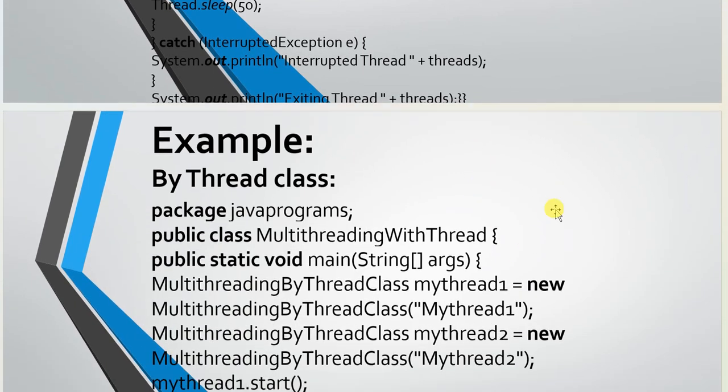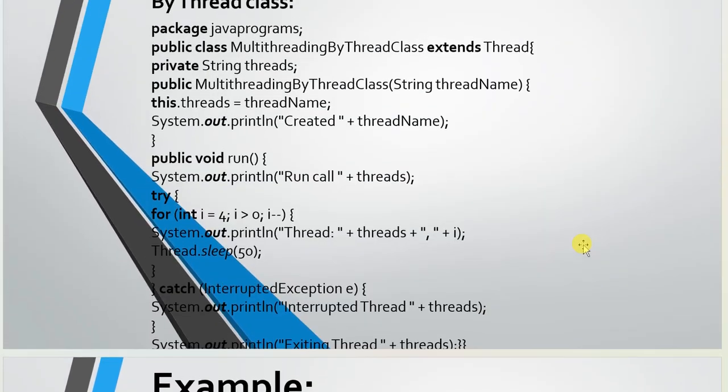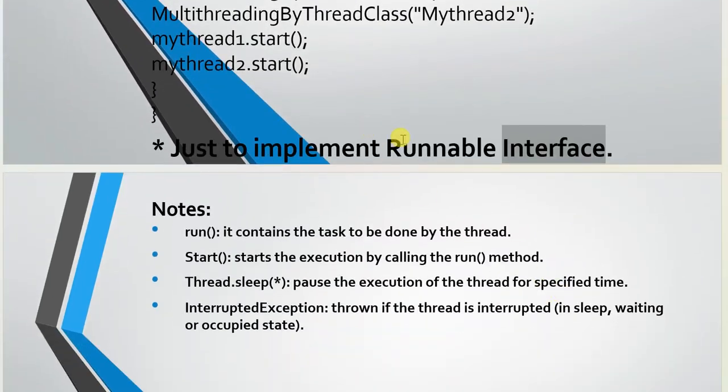So if we use an interface here, what will happen is that if a particular class wants to extend any other class, it can extend that one. Okay, so we cannot extend two classes. But we can implement one interface, and we can extend another class.